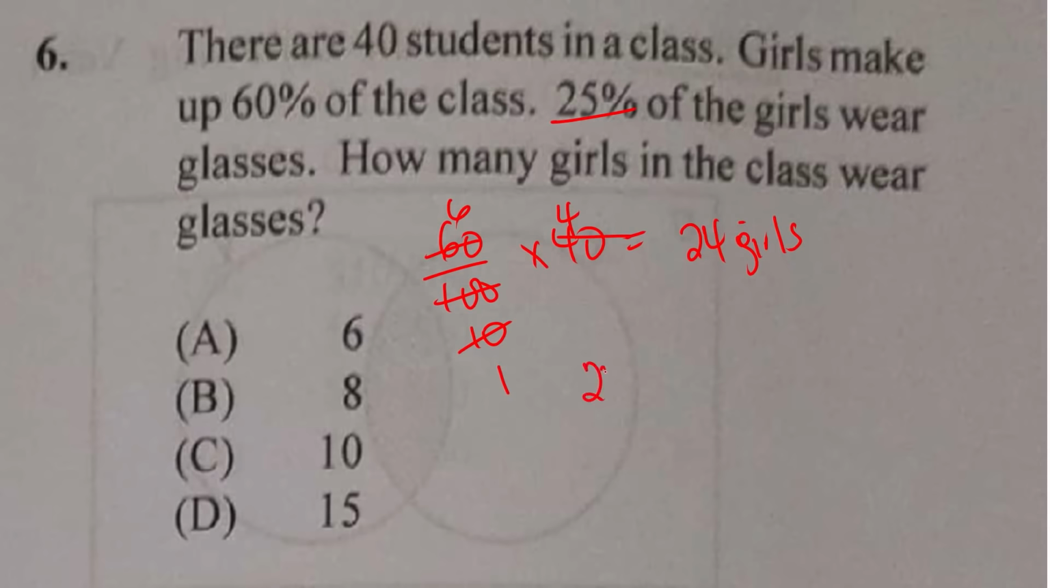So we can find 25% of 24. We know that 25% is the same as a quarter. So that's going to be 24 divided by 4, and that gives us 6. So 6 girls wear glasses.